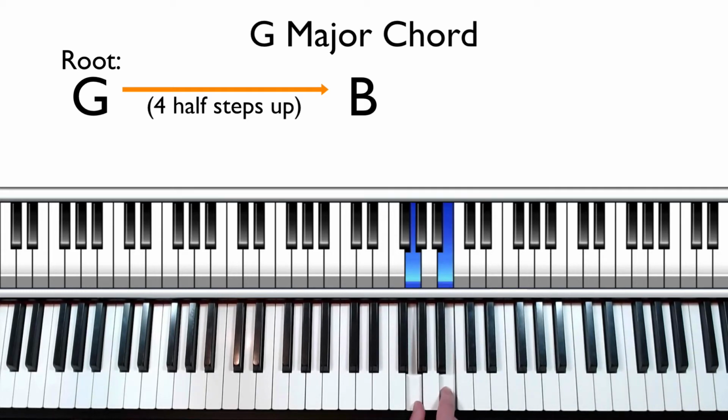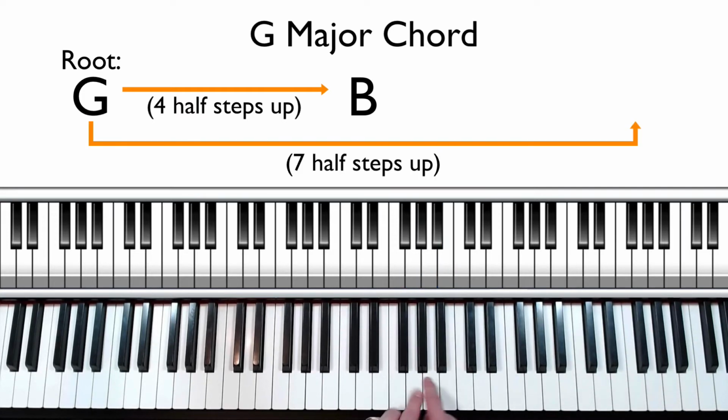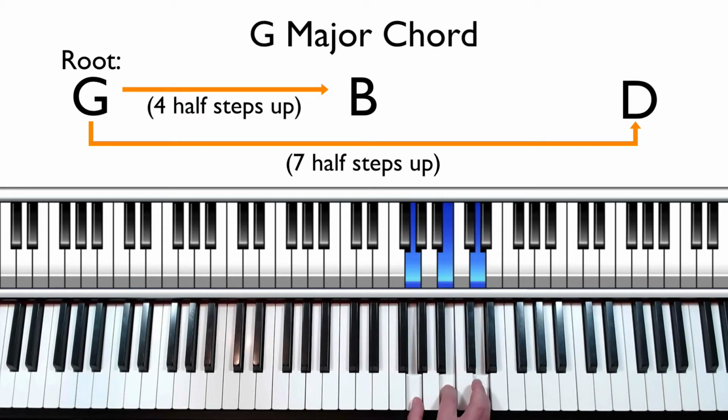Now we only have one more note to find. That note is 7 half steps up from the root. So let's find the root again, G, and count up 1, 2, 3, 4, 5, 6, 7. And we have a D here. That's the third note. So we have G, B, and D. And that's our G major chord.